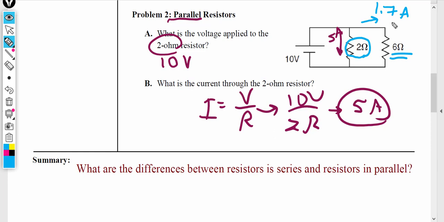Summary: what are the differences between resistors in series and resistors in parallel? Resistors in series.